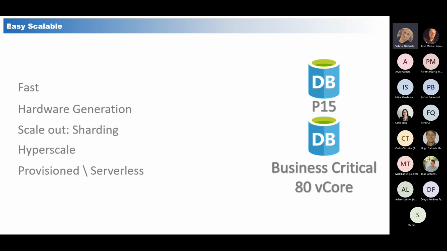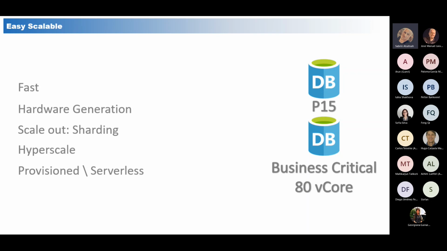Also, within the scope of scaling, you have scale out, which will be covered later in more detail. Scale out, or sharding, basically means that you are dividing your big database into multiple databases, which we call scale out in Azure.